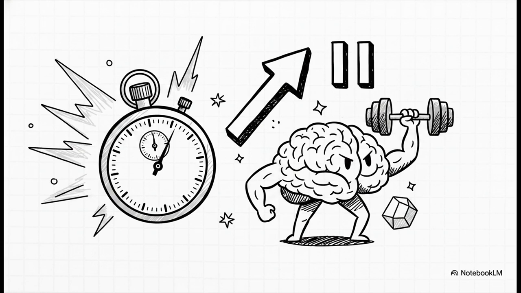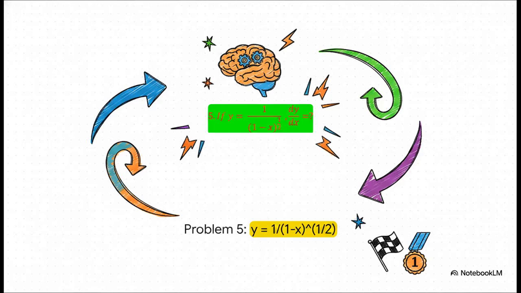It is time to pause and test your speed on this next one. It's a high-value trick that combines the fraction rule we just learned with the negative inner variable trick we saw earlier. Let's see if you can hold all of this in your mind at once. Here's problem 5. Y equals 1 over the quantity 1 minus x to the power of 1/2.